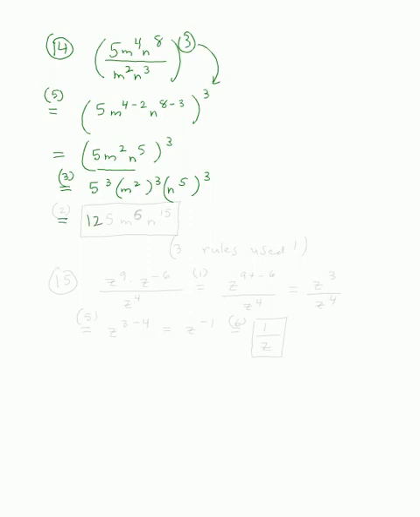Next, 5 cubed is 125. What's m squared cubed? Well, this is rule 2, isn't it? The basic power rule. So rule 2. This becomes m to the 5th. Oops, sorry, 6th. We are multiplying here. M to the 6th. And then n to the 15th. And in fact, we are done. So that was not as bad as I let on. So this was 3 rules used.